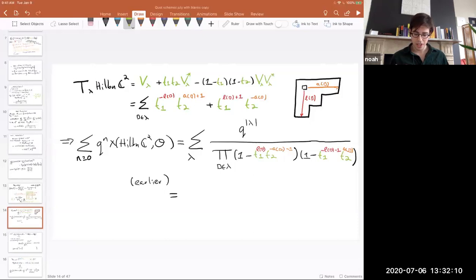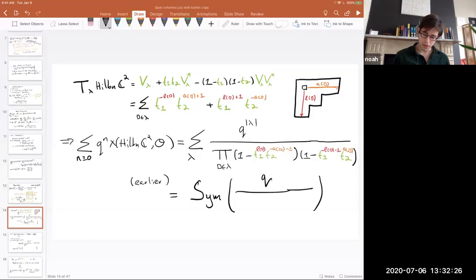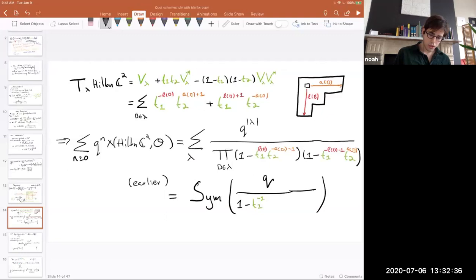And so what I've deduced is that this sum over all possible lambda is the total symmetric power of just functions on C2 multiplied by Q.